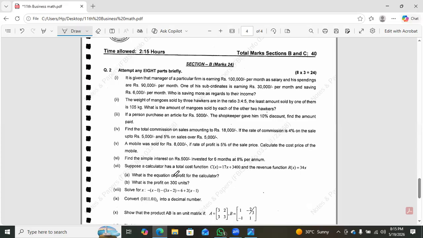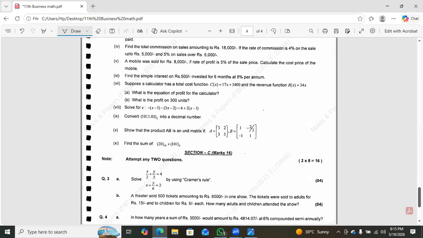Suppose a calculator has a total cost function this and the revenue function this. What is the equation of profit for the calculator? What is the profit on 300 units? Solve for x this. Convert this binary number into a decimal number. Show that the product AB is a unit matrix if A is equal to this, B is equal to this. Find the sum of these two.